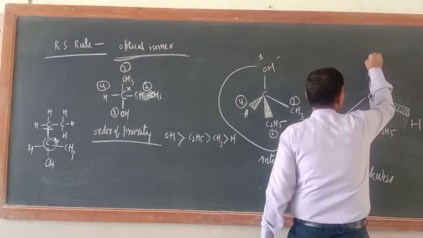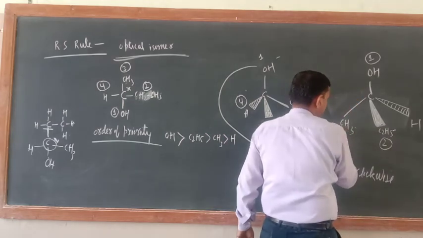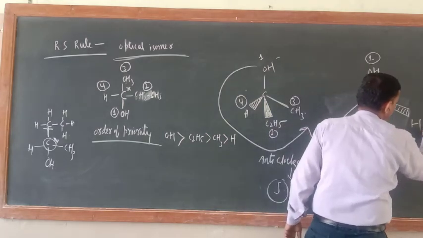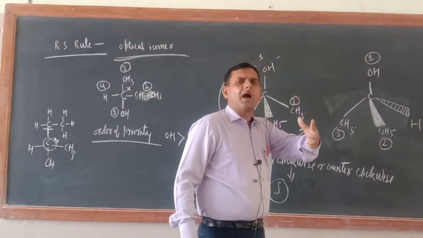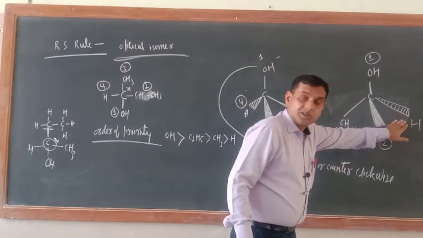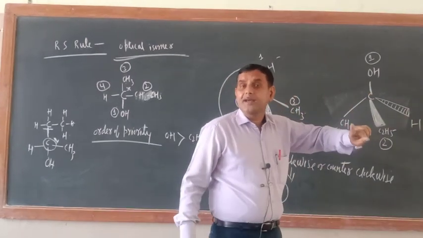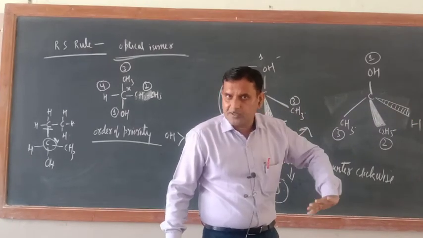This would be 1. This will be 2 only. This will be 3 only. And this will be 4. And now just see what I told. You have to omit, you have to ignore the lowest priority group. Why? Because the lowest priority group is away from the viewers, below the plane of paper.